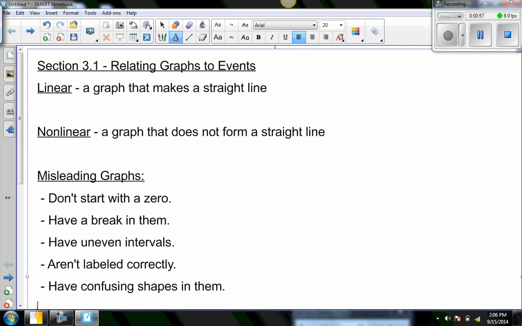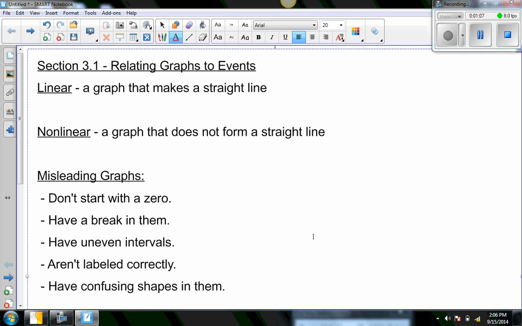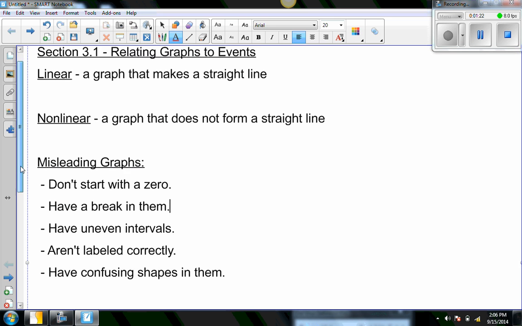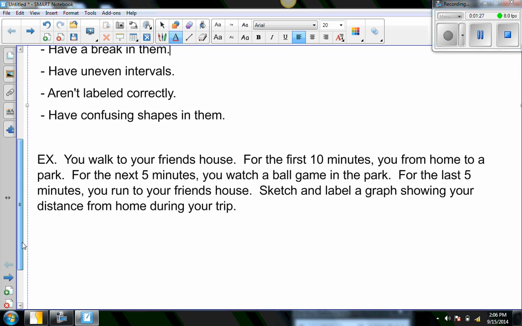If they have uneven intervals, so they start going by 5s and then they end up going by hundreds and then thousands, you can't do that. You have to have the same interval the whole way. If things aren't labeled correctly, that would be misleading, like if there's not a title or a label at all. If they have confusing shapes in them, that would also make them misleading. So that's just to remind you of that. And we're going to move on to an example of this relating graphs section.